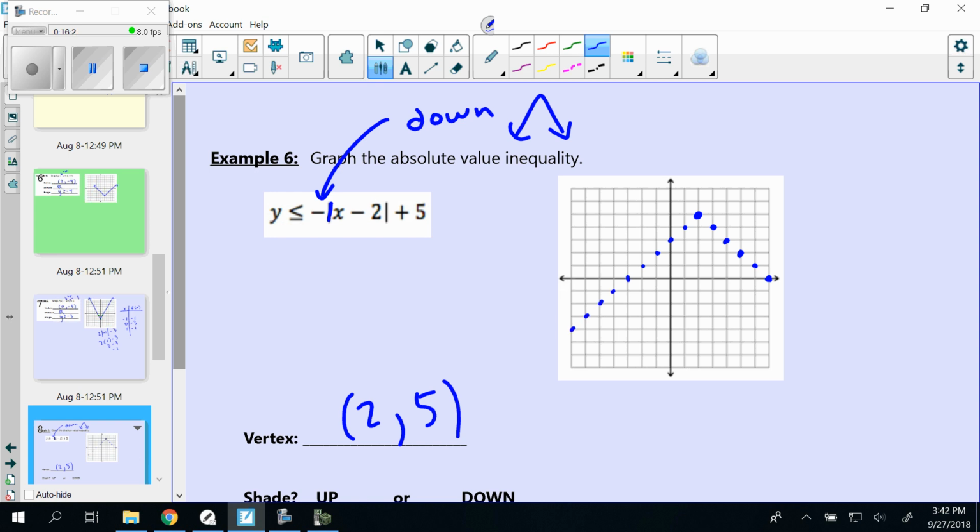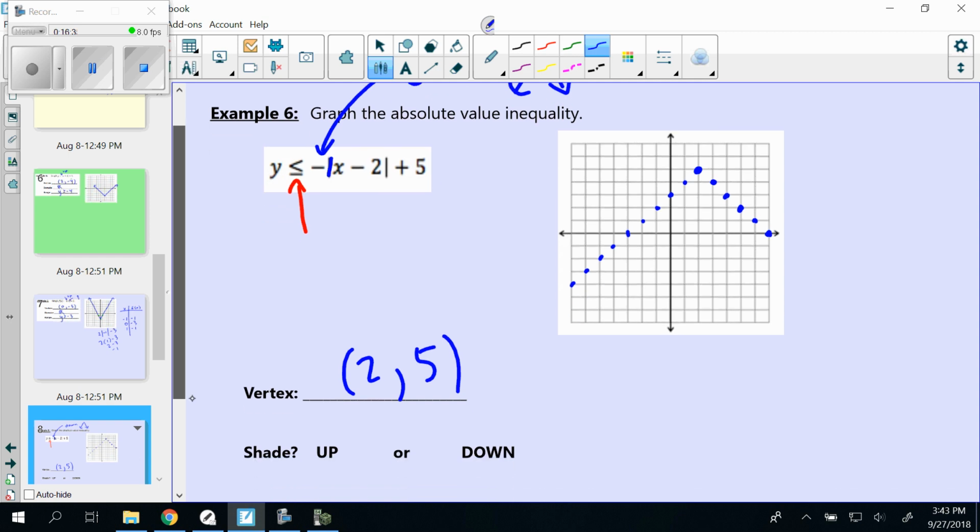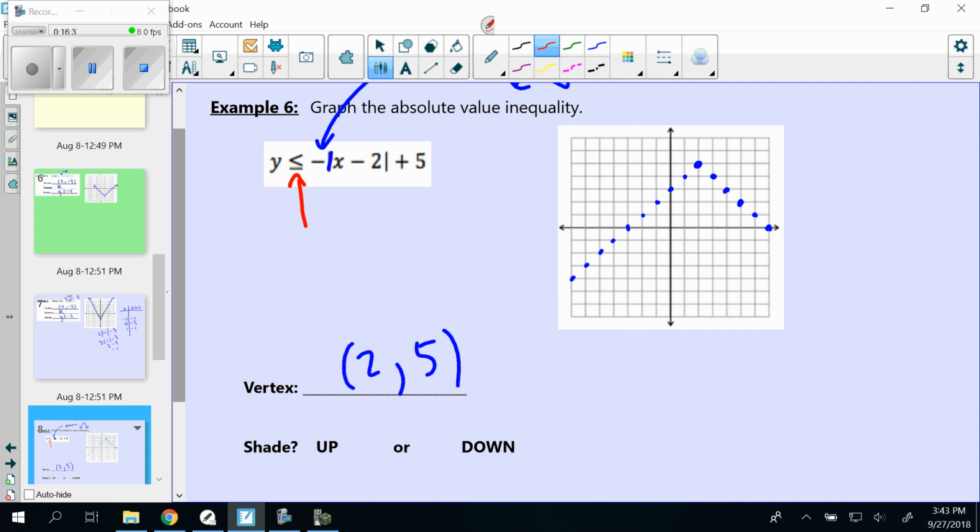Now, one other difference on this one, we don't have an equal sign. We have a less than or equal to sign. So that tells us we've got to decide, should we use a solid or dashed or dotted line? Anytime you have equal to, we want to use a solid line. So we're going to connect these with a solid line.